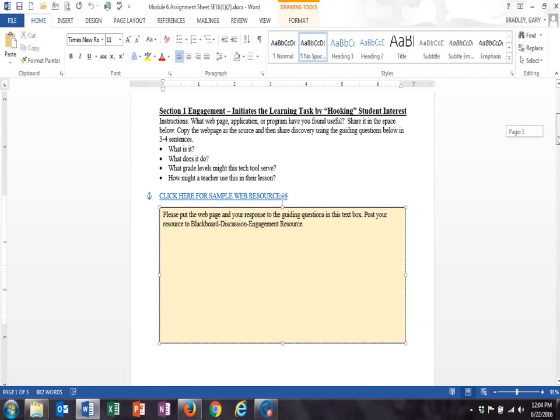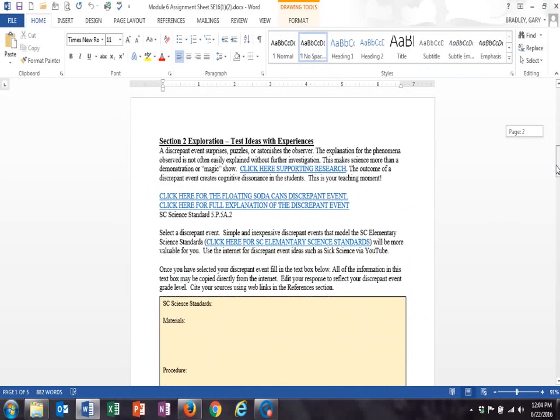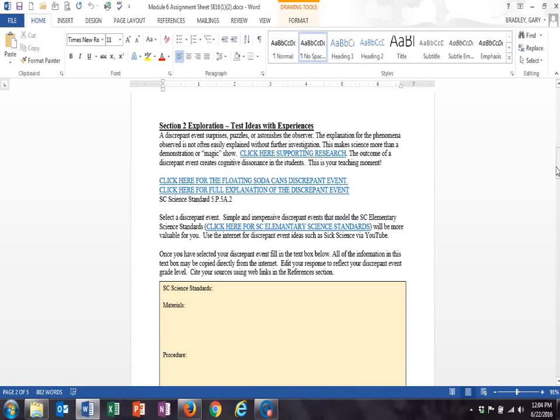Let's move on to section number 2, testing ideas and experiences. This is another discrepant event that I would love to share with you. It's one of my favorites. What I do is I take a container. It can be any size container. It can either be a Tupperware container or something from your kitchen, or you can use a small fish tank. My daughter got a bigger fish tank, and she let me keep the smaller fish tank for these science experiments.